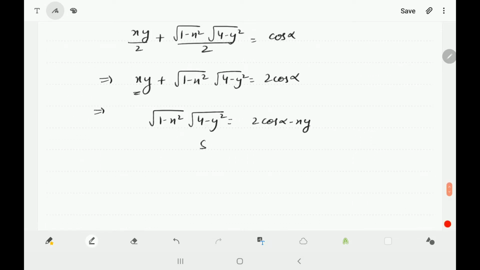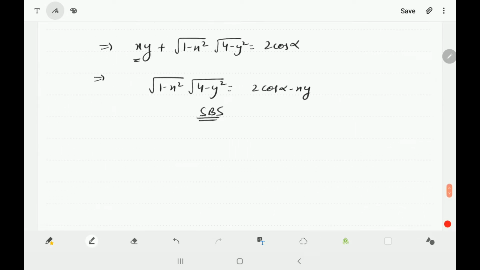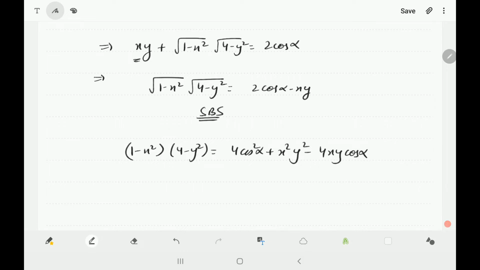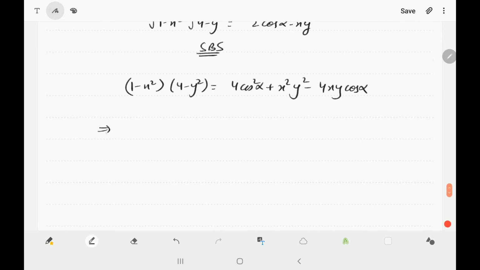Now squaring both sides, we will get (1 minus x square) into (4 minus y square) is equal to 4 cos square alpha plus x square y square minus 4xy cos alpha. Okay, so on multiplication we will get 4 minus 4x square minus y square plus x square y square. This term is equivalent to 4 cos square alpha plus x square y square minus 4xy cos alpha.